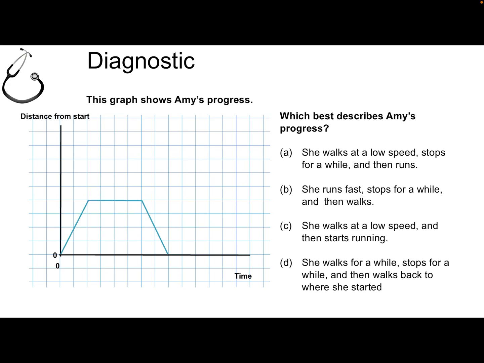Okay, she walks at a low speed, stops for a while, and then runs. Runs fast, stops for a while, then walks. Walks at a low speed and then starts running. She walks for a while, stops for a while, and then walks back to where she started. For me, that's got to be D. Okay, so she's walking at a certain speed. She stops, maybe admiring the scenery, and then she walks back towards where she started from. So she ends up in exactly the same place.